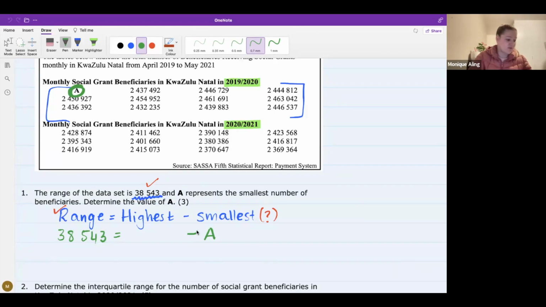Kind of go look through all of those numbers. The highest number is 2,463,042.